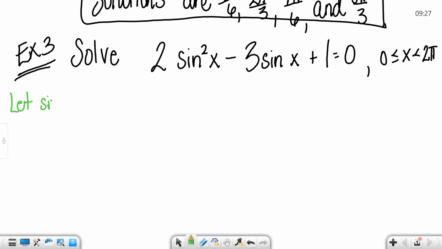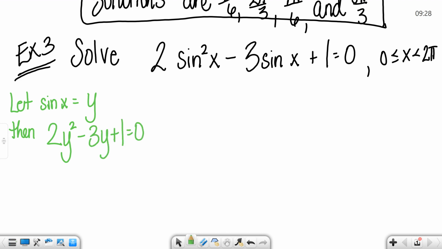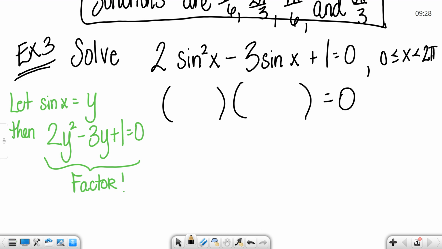If I said I want the sine of x to equal y, then my equation looks like 2y squared minus 3y plus 1 equals 0. So hopefully you recognize now from your algebra skills that in order to solve this, I must factor. Okay, now I'm not going to keep the y's in there. I just wanted to show you this is a quadratic equation, so we must factor. So I am going to factor here.